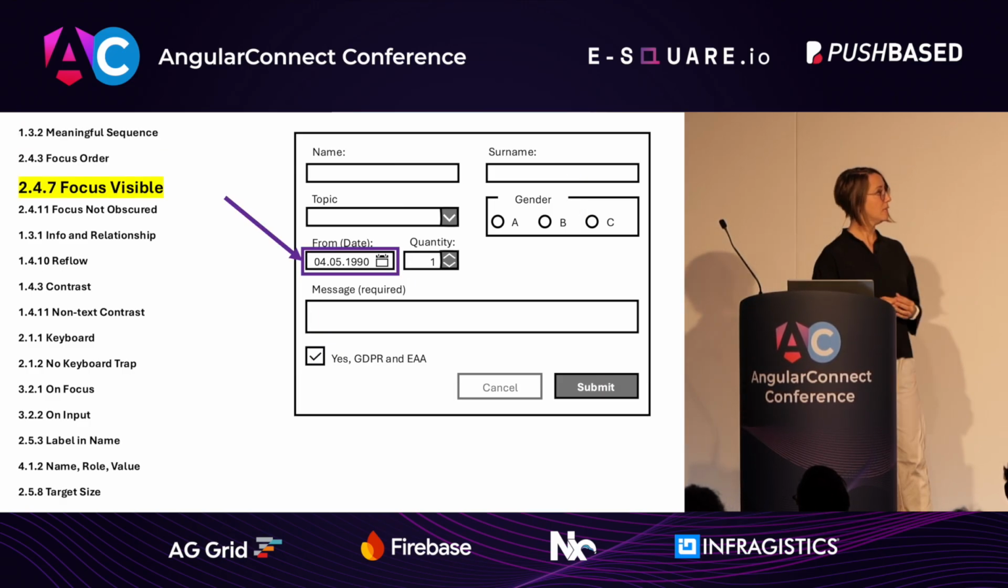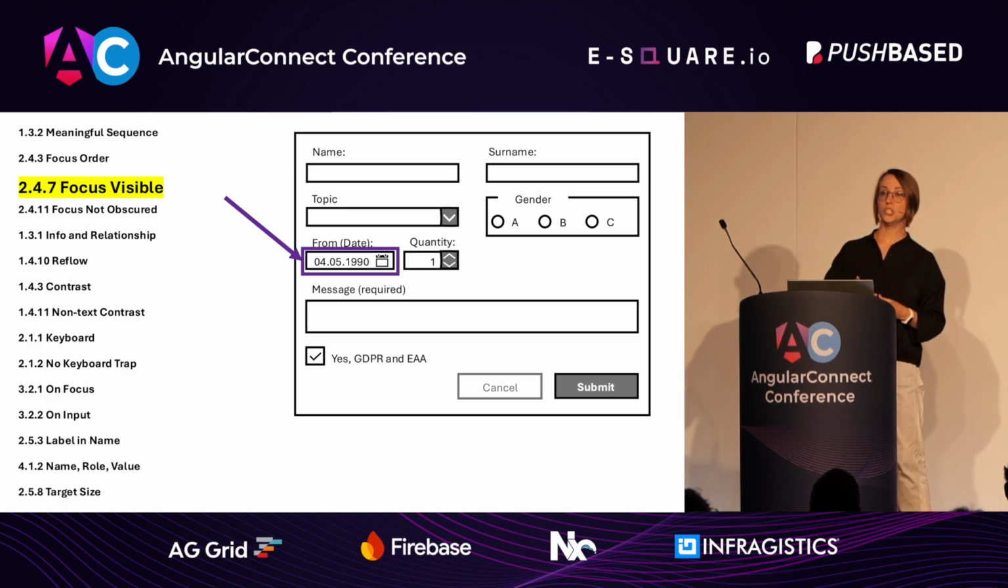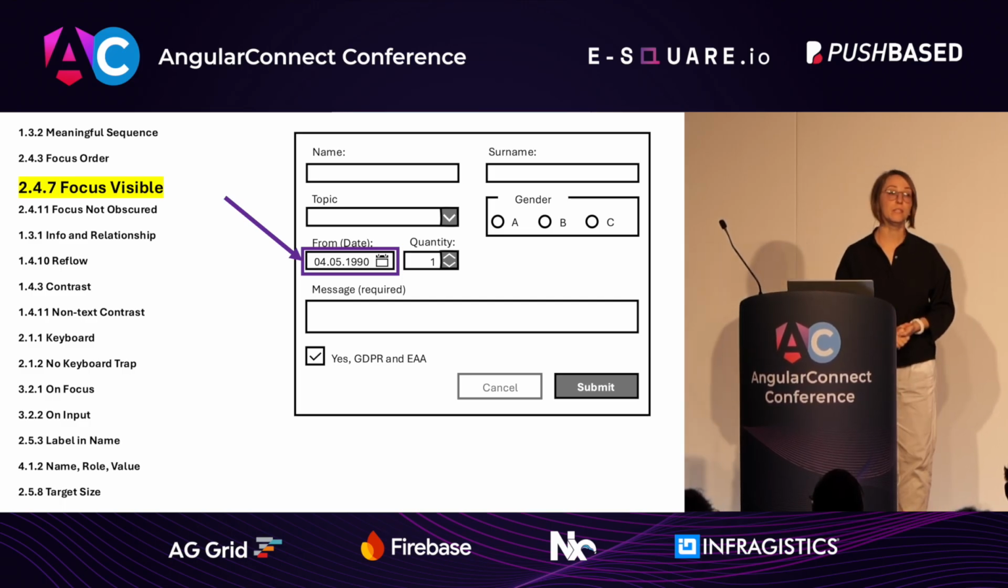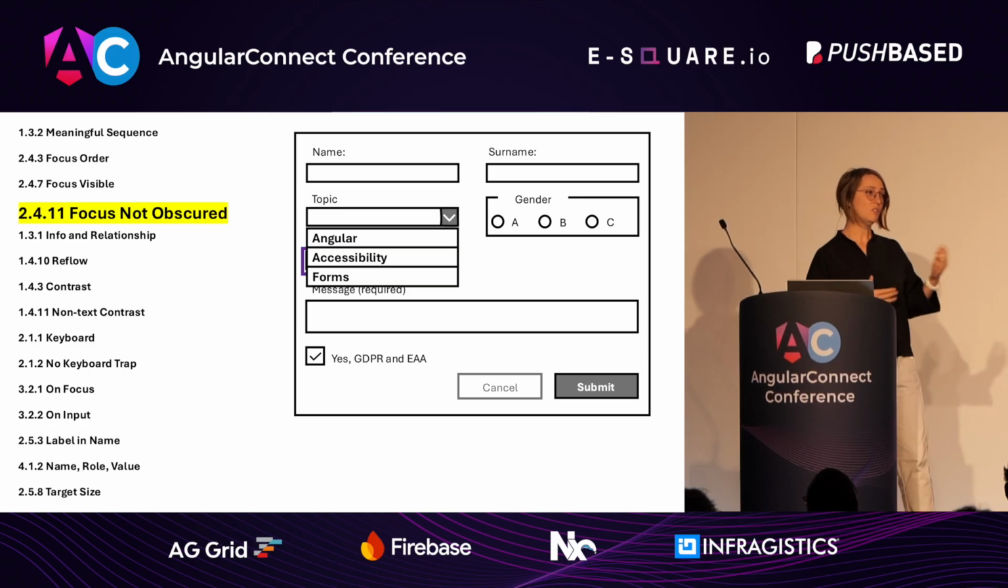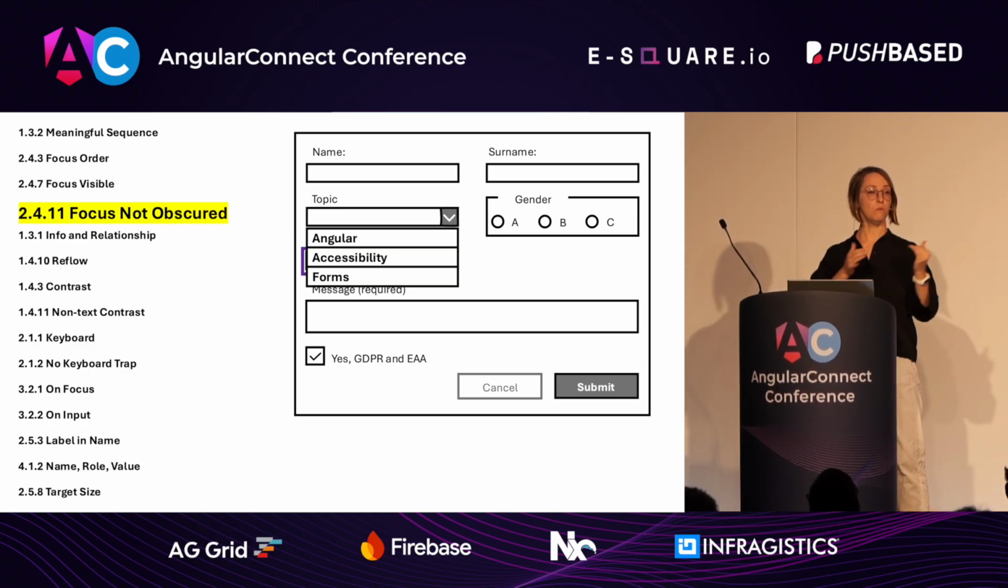Then, when we focus elements, the focus outline should be visible, so enough contrast, thick enough, whatever, but it also should not be obscured. So if you have any drop boxes or cookie banners, etc., make sure they close once the user navigates further, so that the elements are not hidden behind some activated things.